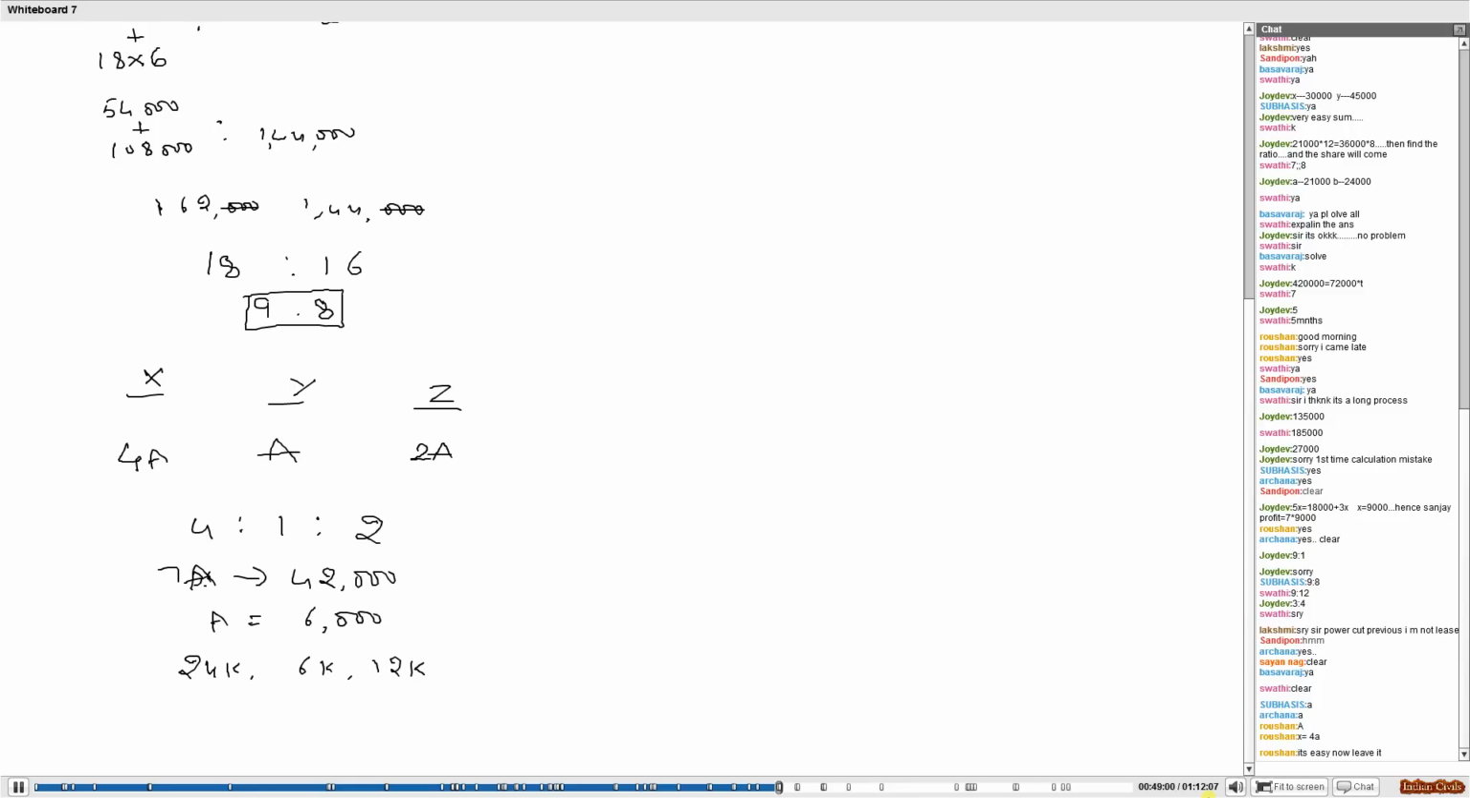Is it clear? Look, sometimes the question will be Y invested 2/3 of Z. If he says B invests 2/3 of C, at that time take C as 3X, and B will be 2 by 3 into 3X. B will be 2X, that will be easy to solve. If you take here some X, 2 by 3X, that is time-taking. Is it clear?